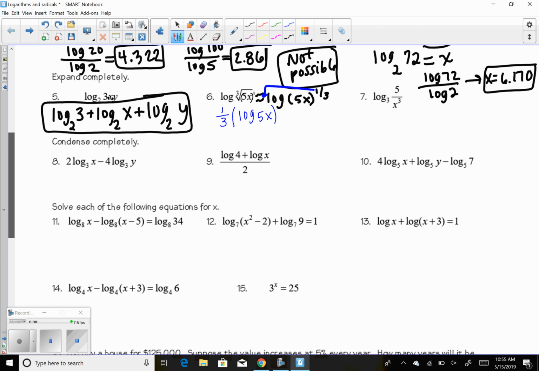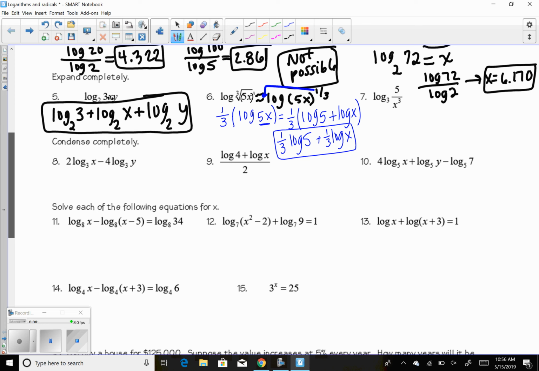Well, I'm still not done because this 5x is 2 parts, and I need to bust that up. So I'm going to go a little bit further here. I'm going to continue, and I'm going to say that's 1/3, and I'm going to bust this guy up. Log of 5 plus log of x. That busts up the multiplication with addition, and then you could leave this here, or you also could distribute, and you can get 1/3 log of 5 plus 1/3 log of x.